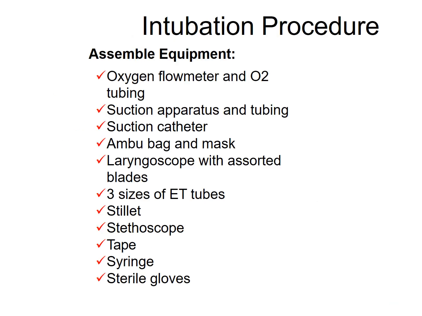Then we'll see the intubation procedure. What are the articles or equipments needed for intubation? An oxygen flow meter and oxygen tubing, suction apparatus and tubing, suction catheter, ambu bag and mask, laryngoscope with its blades, 3 sizes of ET tubes, stylet, stethoscope, tape, syringe, and sterile gloves.